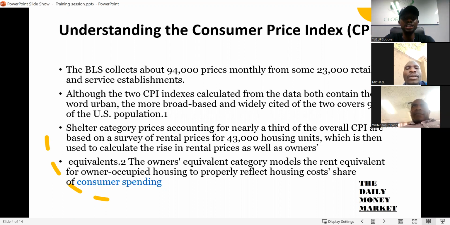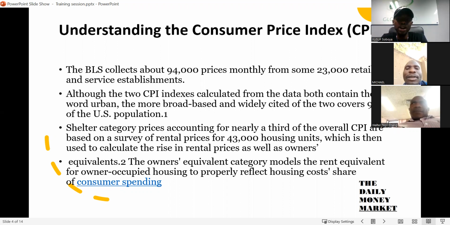This news release is actually based on over 93% of the population of the US. So that is why it has so much volatility in the market when you are trading, because it's based on a lot of people and a lot of industry as well.